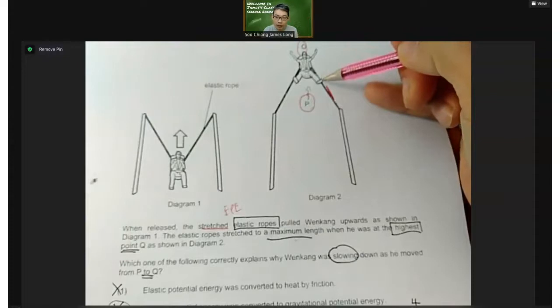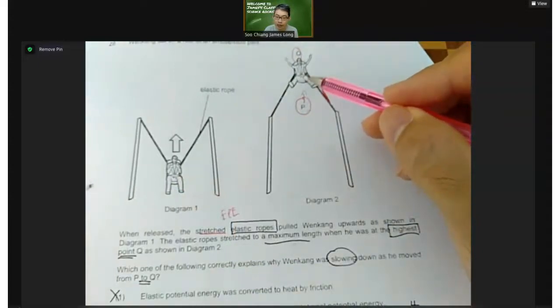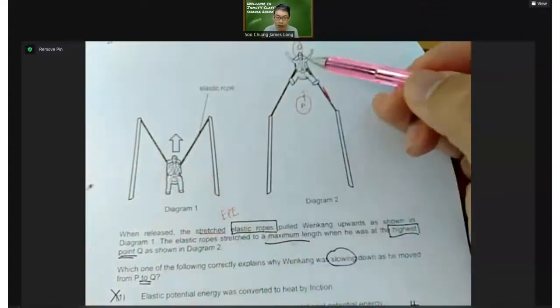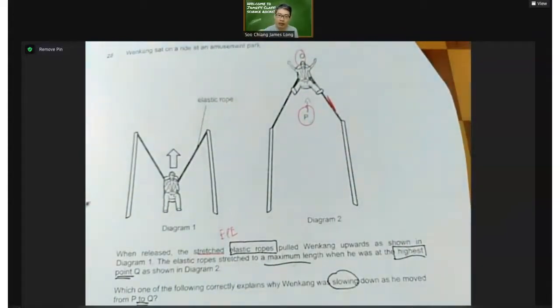Gravitational force can slow him down, but gravitational force acting on him is the same whether it's here or here, because his mass didn't change. It could be frictional force slowing him down, but the frictional force he has is against the air, and the same amount of air is here as in here. So it's not frictional force of the air. So it must be the elastic spring force from the rope.